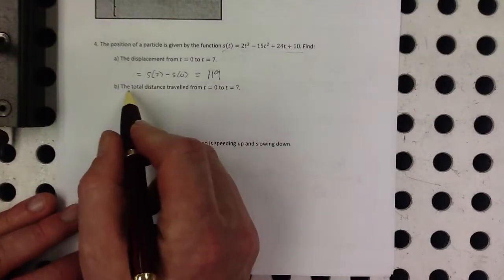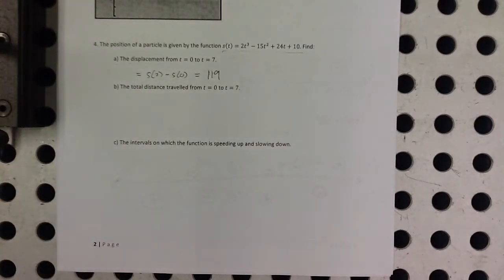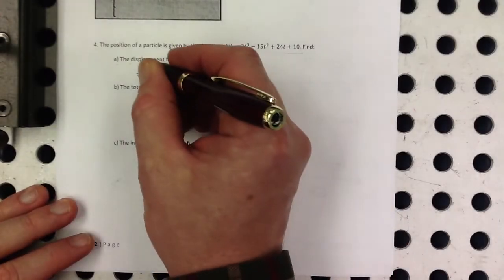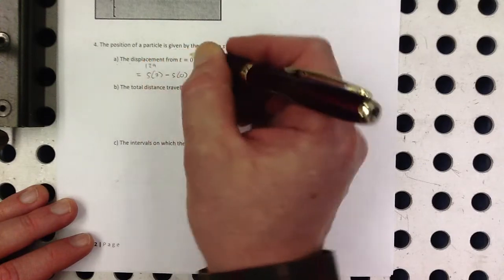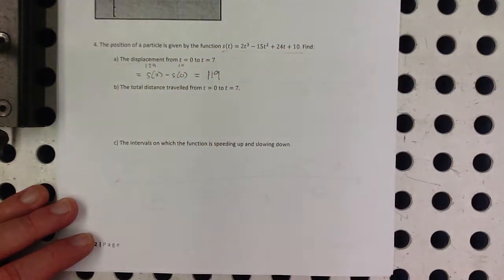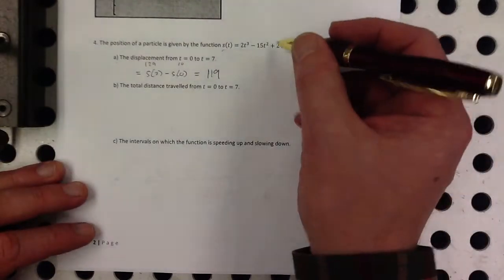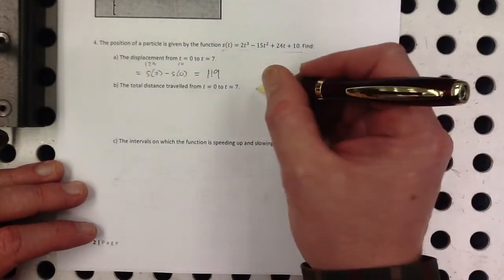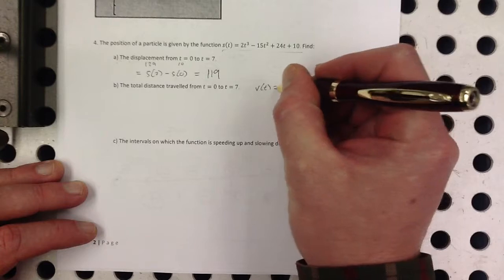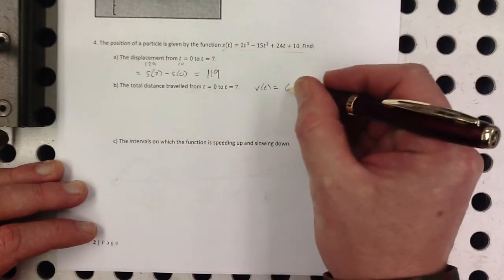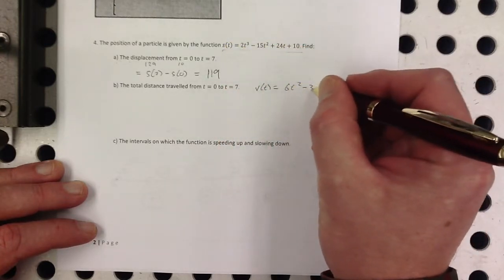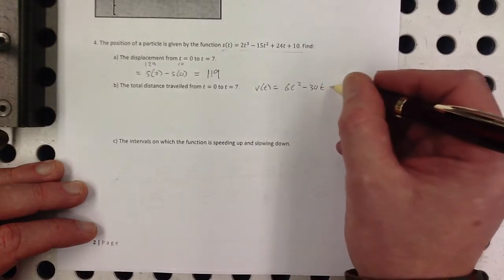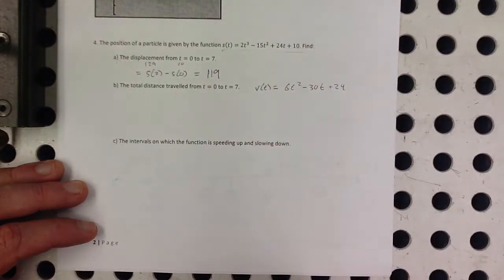All right. Total distance traveled. Well, now I got to find turnaround points, right? So let's see. Oh, and by the way, we might need these later. That's 129, and this is 10. Right, that's how I got this. That might save me a little bit of time in a minute. So to find the turnaround points, I'm going to find the velocity. That's the derivative of this. That's 6t squared minus 30t plus 24.